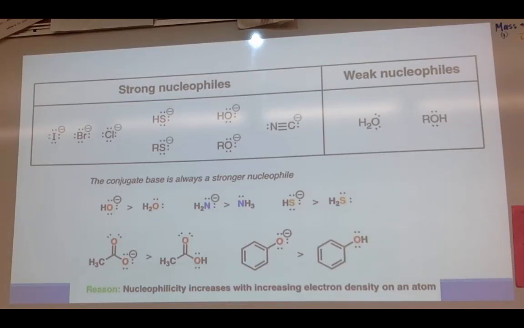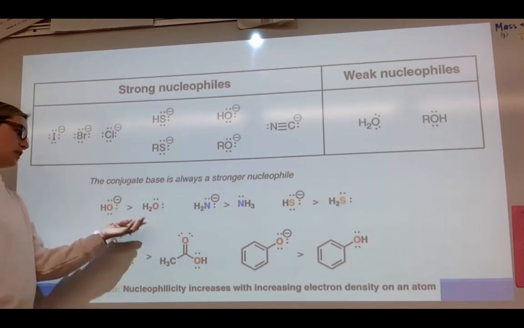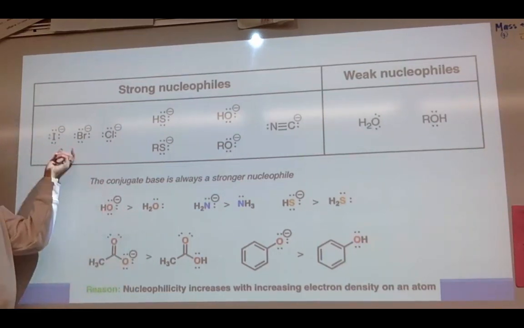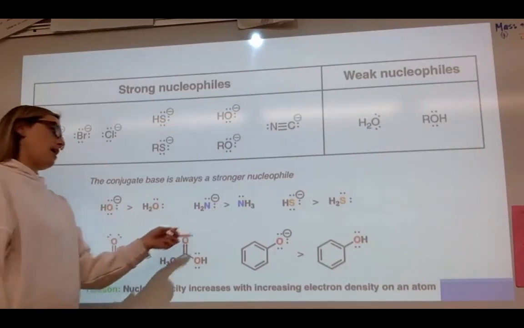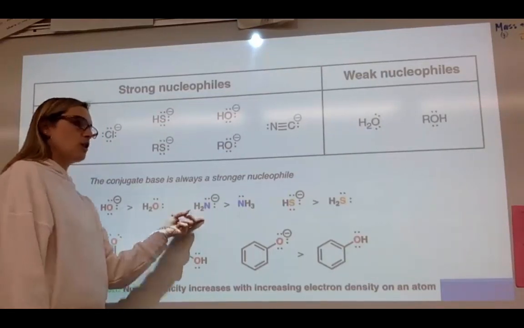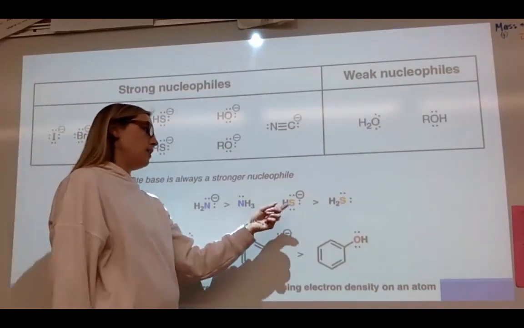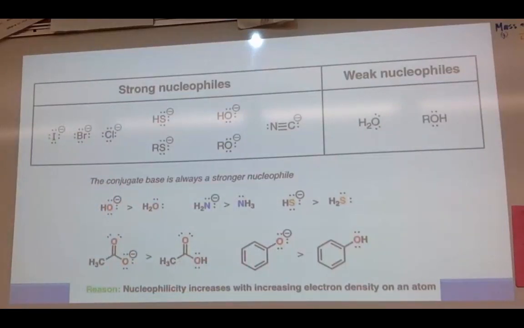And then when you're looking at the strength of nucleophiles, looking at the strength of the two, the conjugate base is always the stronger nucleophile. So I just wanted to put this up to show you that if you're comparing, hydroxide is a strong nucleophile, water is a weak nucleophile. You have this NH2 minus, that's the stronger nucleophile, it carries that negative charge. SH minus carries that negative charge. So all of these that carry the negative charge are the stronger nucleophiles.